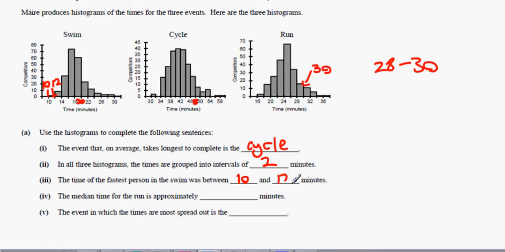The median time for the run is approximately, right, so you're talking about the run. The median is usually dead center, so we're talking about somewhere in here. So it'll be somewhere between 24 to 26 minutes, or you can say approximately 25 minutes if you want.